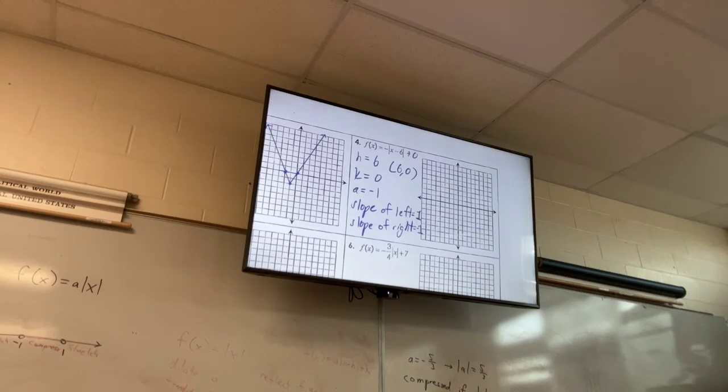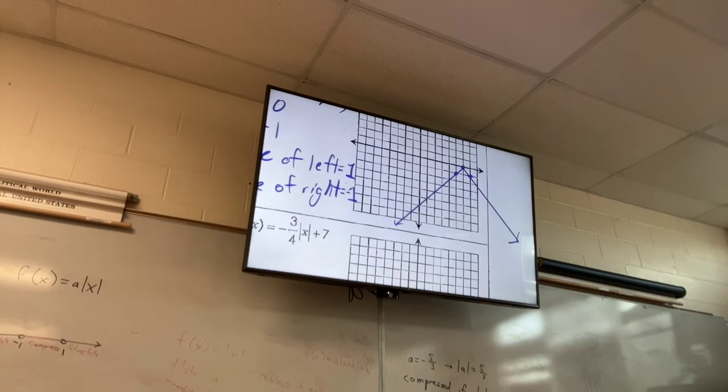Yep. So I plot my vertex: right 6, 1, 2, 3, 4, 5, 6, up or down 0. Okay. The slope of the left is positive 1, so I'm going to go down 1, left 1. The slope of the right is negative 1, so down 1, right 1. Okay. How do you know to go down instead of up on the left side?